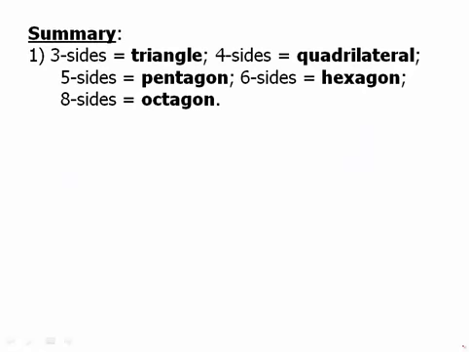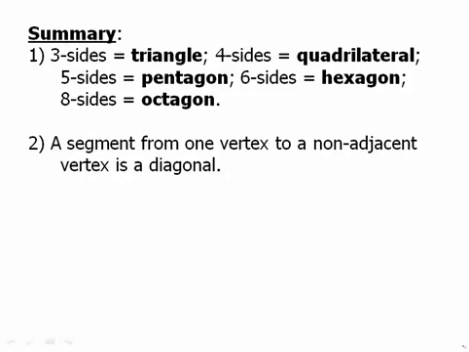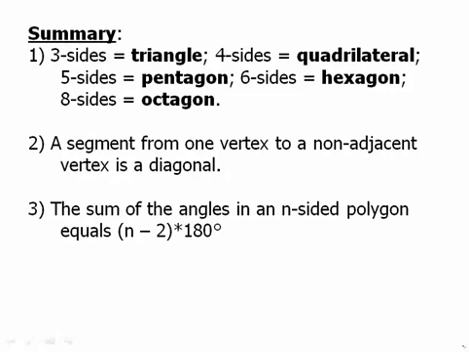In summary, a 3-sided polygon is called a triangle. A 4-sided polygon is called a quadrilateral. A 5-sided polygon is called a pentagon. A 6-sided one is called a hexagon. An 8-sided one is called an octagon. Those are words you need to know. A segment from one vertex to a non-adjacent vertex is a diagonal. And the sum of the angles in an n-sided polygon equals (n minus 2) times 180.